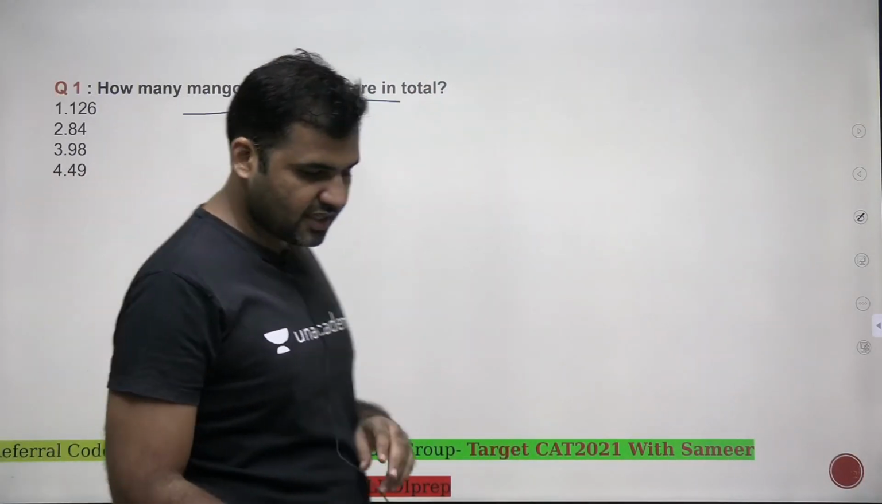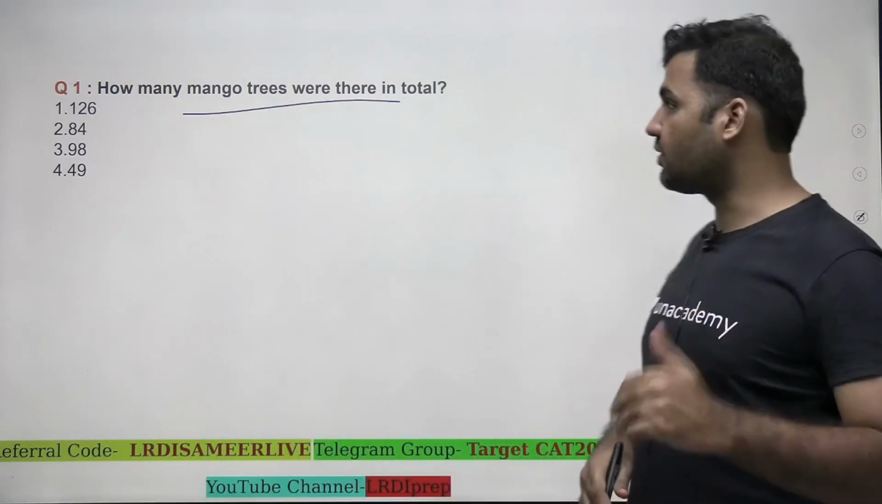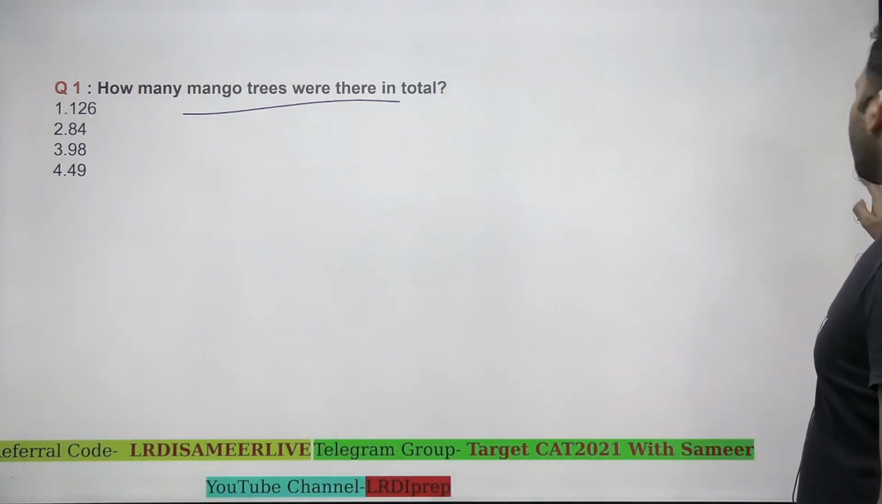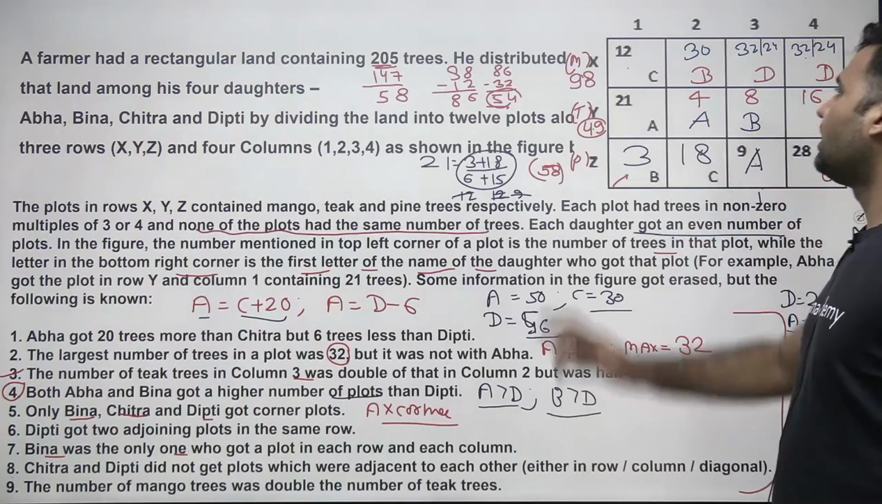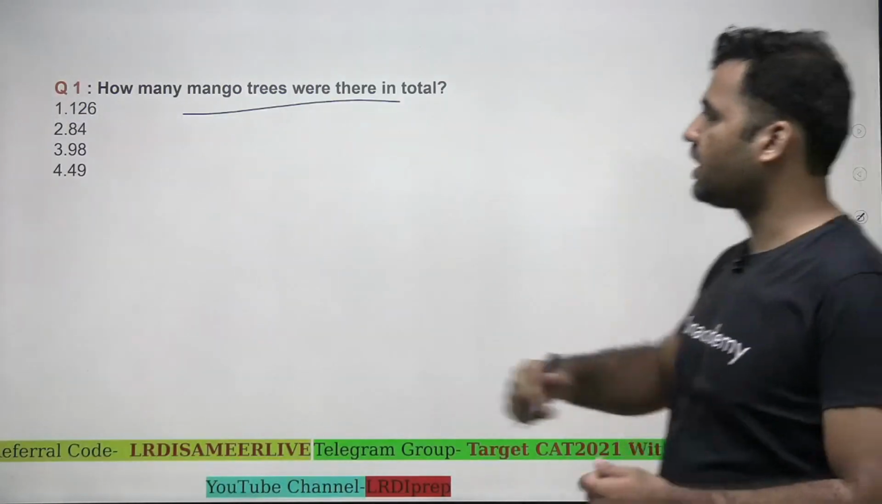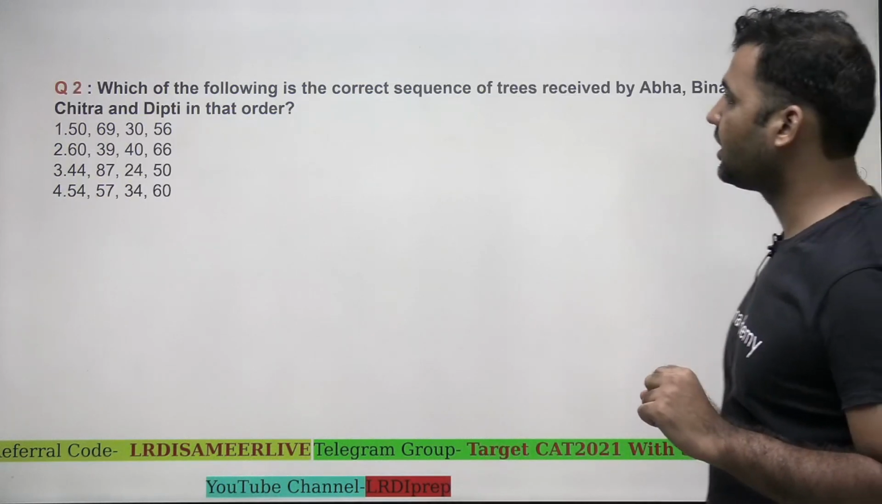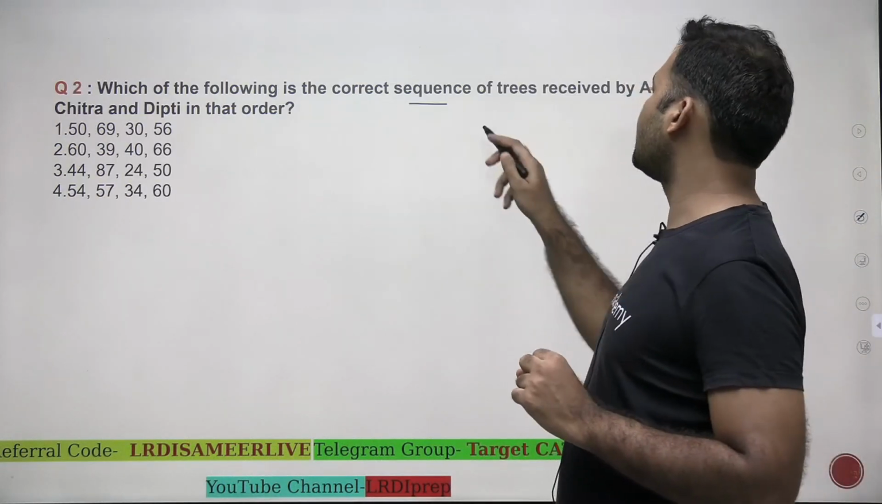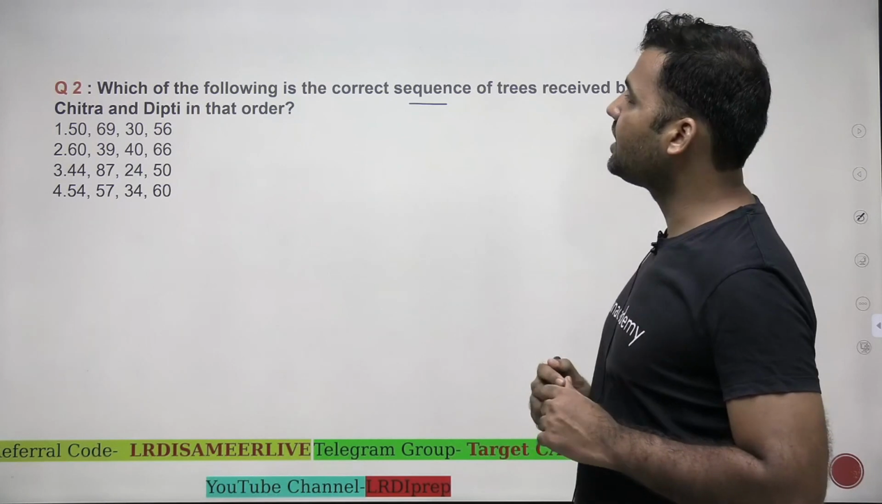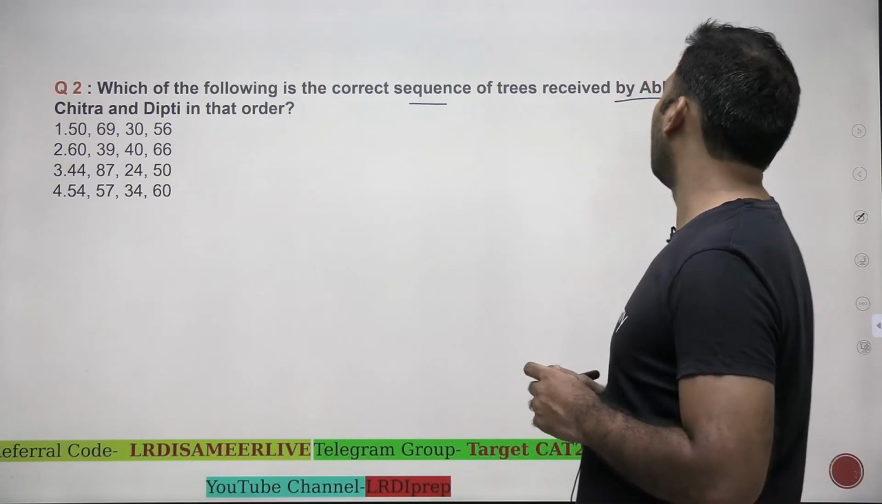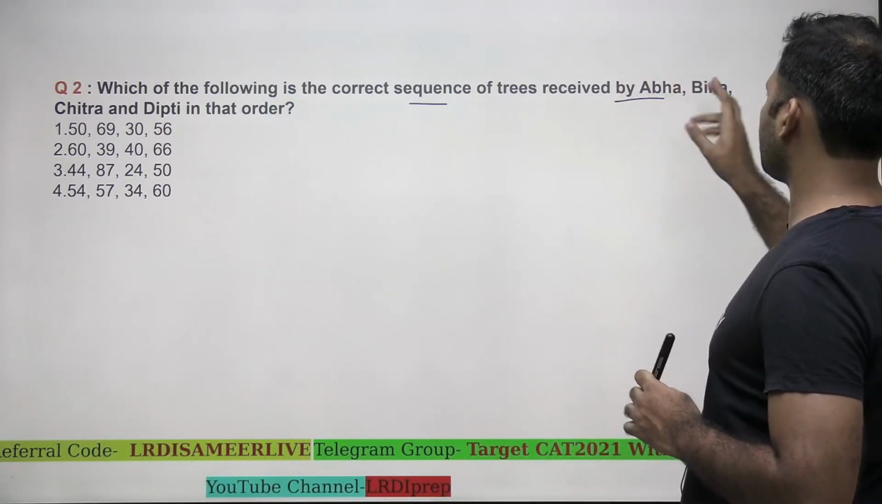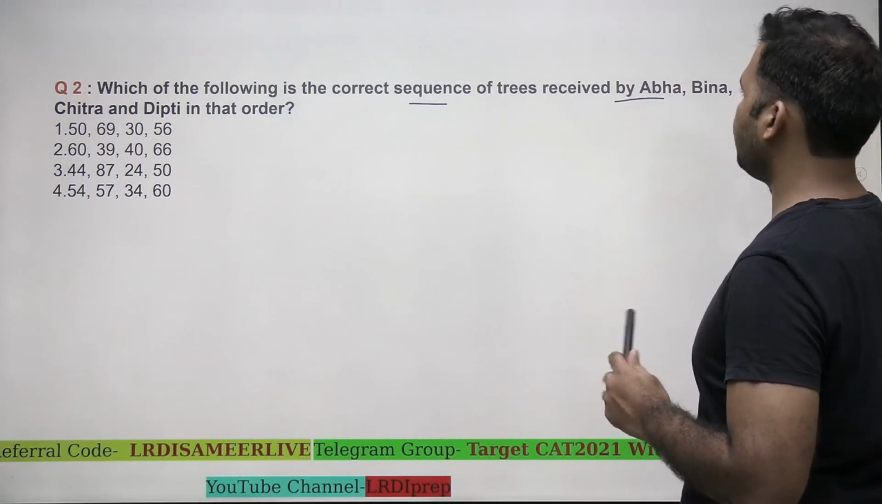Now, this was a question that you could have answered at the start of the set. You don't need to fill the whole matrix. This was just an exercise for you. The mango trees are 98. This we already know. So the third option is the correct answer. This question had 6 questions in it. Which of the following is the correct sequence of trees received by Abha, Beena, Chitra and Dipti in that order? Okay, we are supposed to find out the number of trees of Abha, Beena, Chitra, and Dipti.